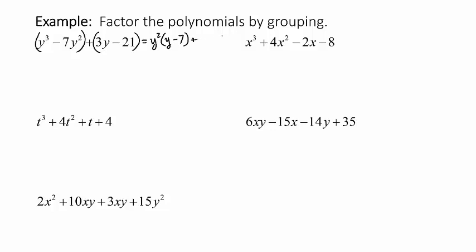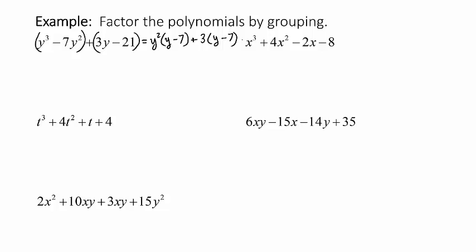Now in the second group, I have 3y minus 21. Well, let's look at the numbers there. 3 is common to the first term and also to the second, right? So I'm going to pull a 3 out. And what will be left? 3 times y is 3y, and 3 times negative 7 is minus 21.